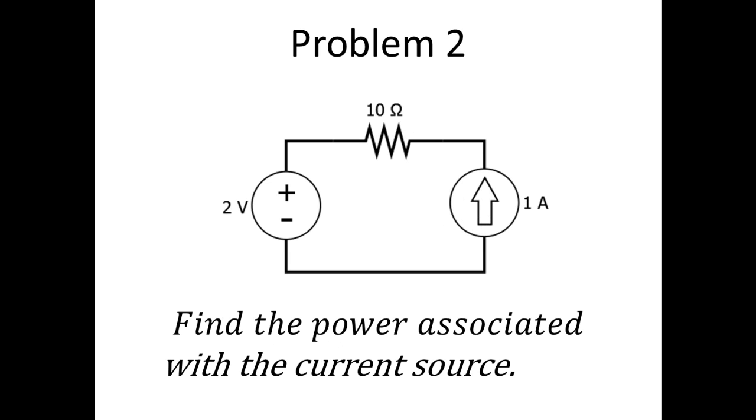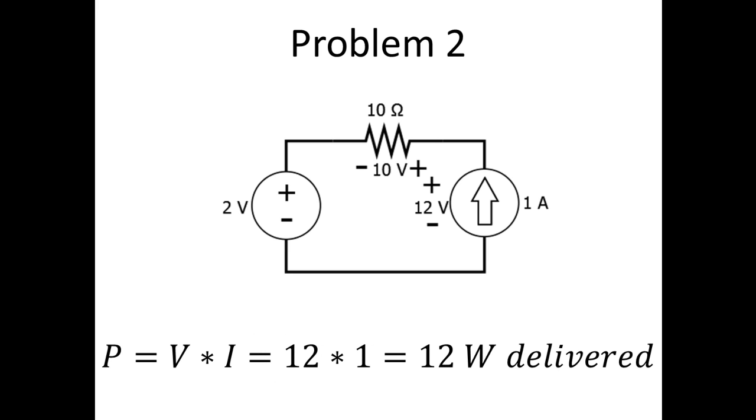In this problem, we're asked to find the power associated with the current source. Using techniques from the past, we can see that there is 12 volts across the current source. We know that the current source has a 1 amp value, so the current through it must be 1 amp. P is equal to VI, which is 12 times 1, which is 12 watts. And since the current flows out of the positive, then it is delivering power. So we have 12 watts delivered.